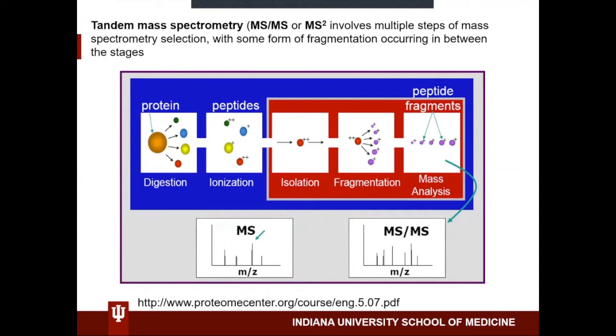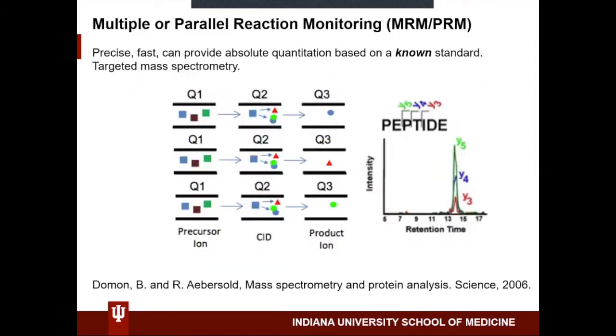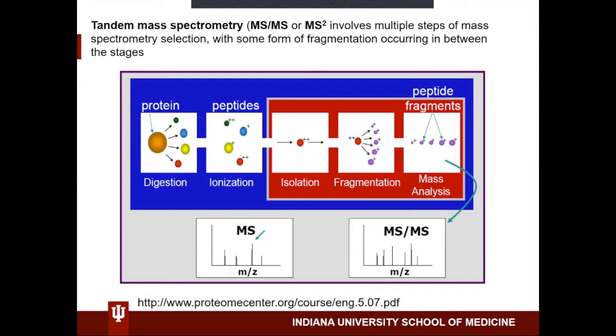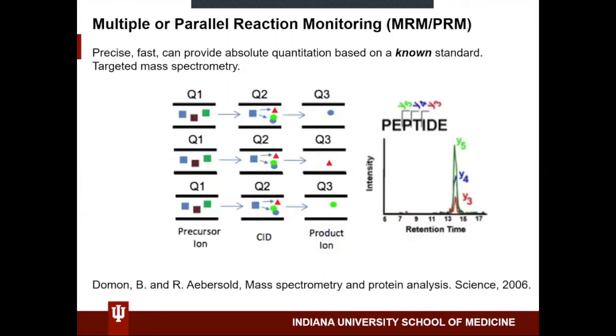So in MS2, or even MSn, but we're not going to talk about that too much in this lecture, there's selection and then fragmentation of specific ions. And then the fragments themselves are analyzed and read out in a spectra. There are a few different modes of data acquisition, or ways of setting up your LC-MS experiment, and I'm going to talk about those now because it's dependent on what you would like to learn from your experiment.